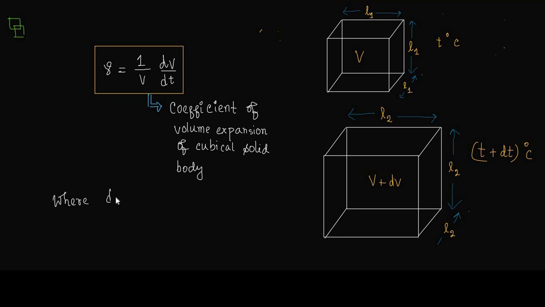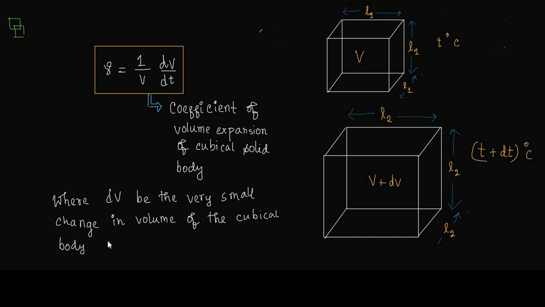Here dV is the very small change in volume of the body due to a small change in temperature. dV is the very small change in volume of the cubical body due to change in temperature by dt degree C or dt Kelvin.